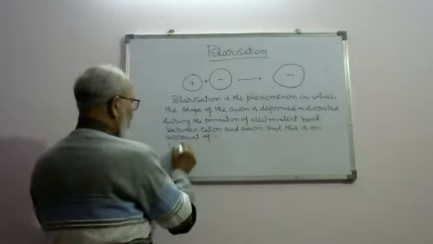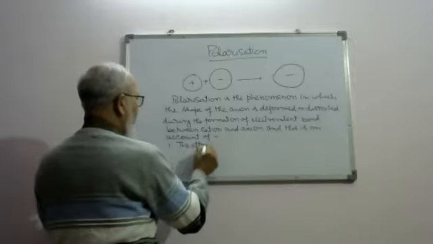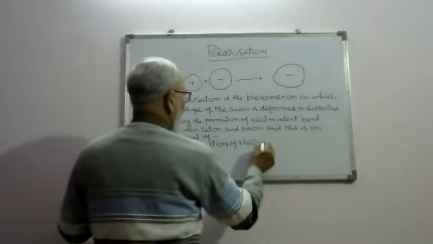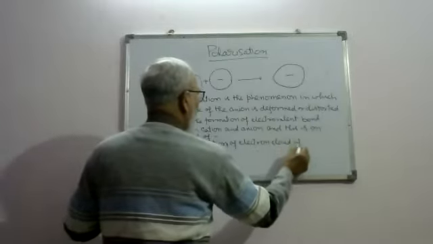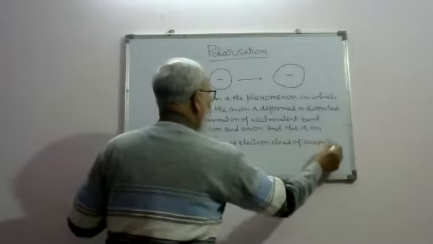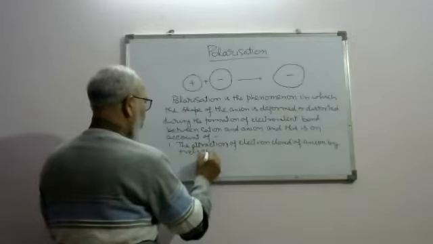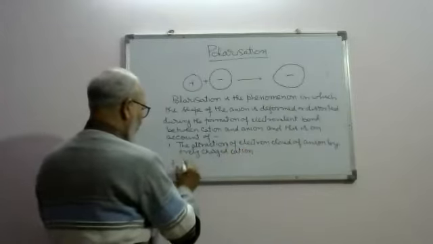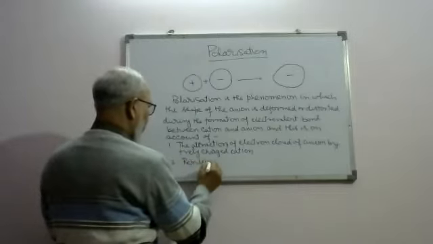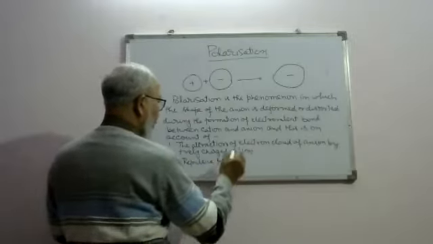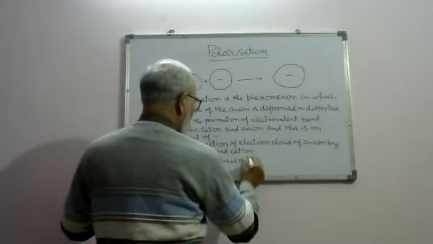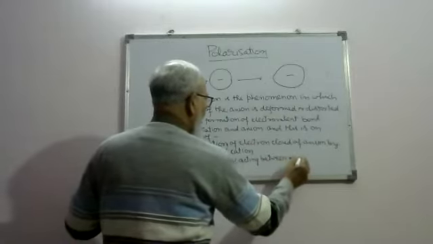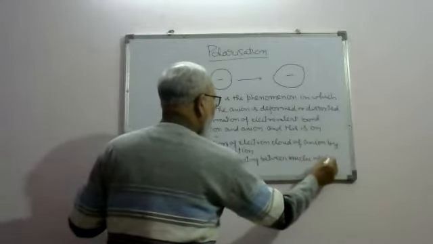first, the attraction of the electron cloud of the anion by the positively charged cation, and second, the repulsive forces acting between the nuclei of the two ions.